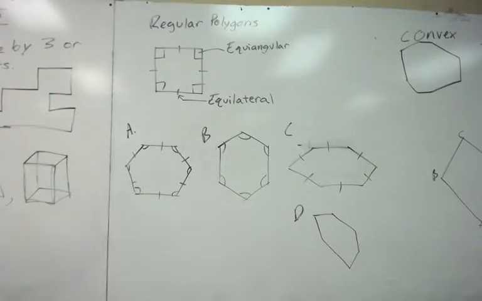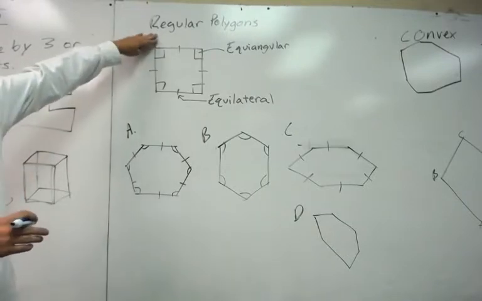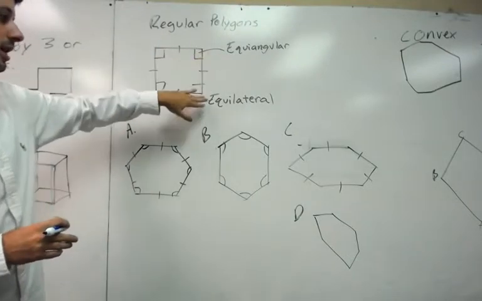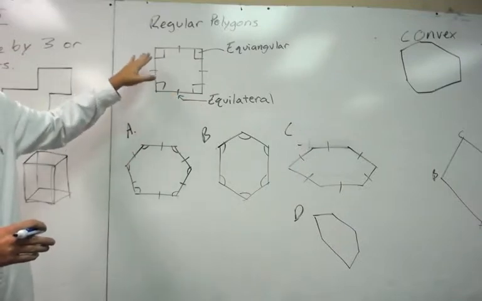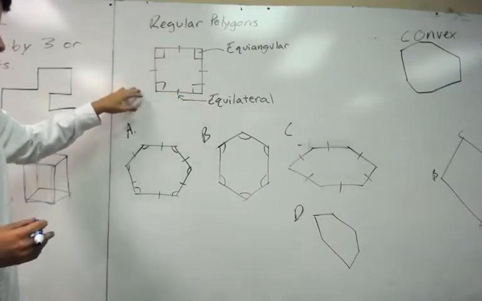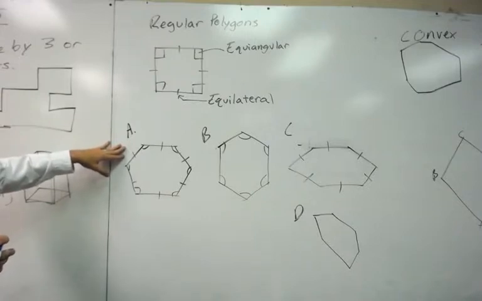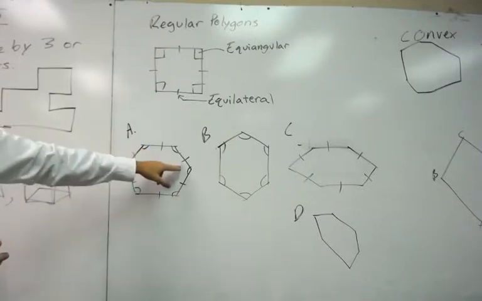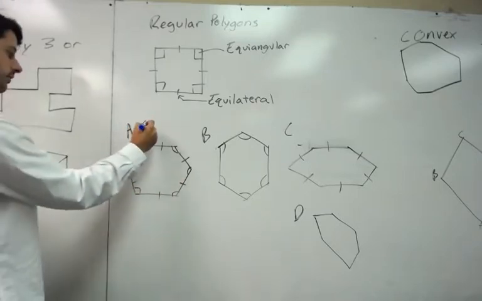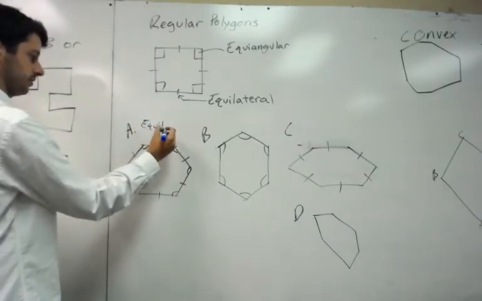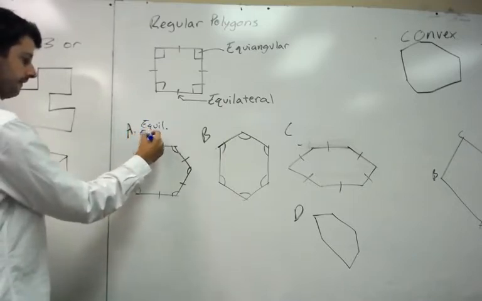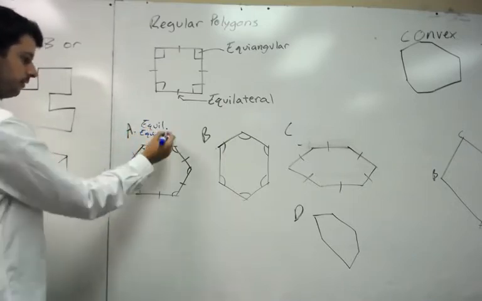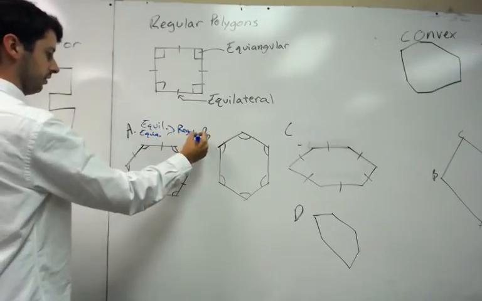But I do want to look at these polygons here and classify them by whether they are equiangular or equilateral. A regular polygon is both equiangular and equilateral. All the sides are the same length, all the angles are the same measurement. So if we look at polygon A, it has equilateral sides. Okay, so it's equilateral. I'm just going to abbreviate that. It's equiangular. So therefore, it is a regular polygon.